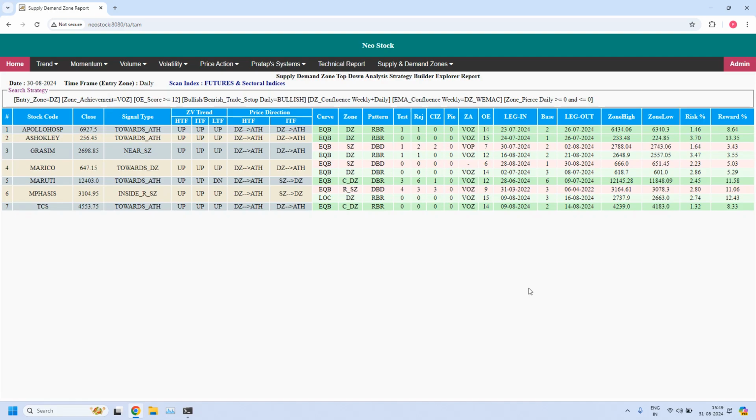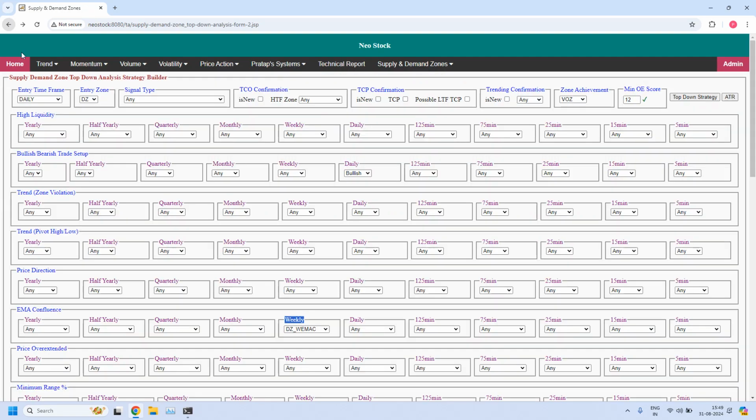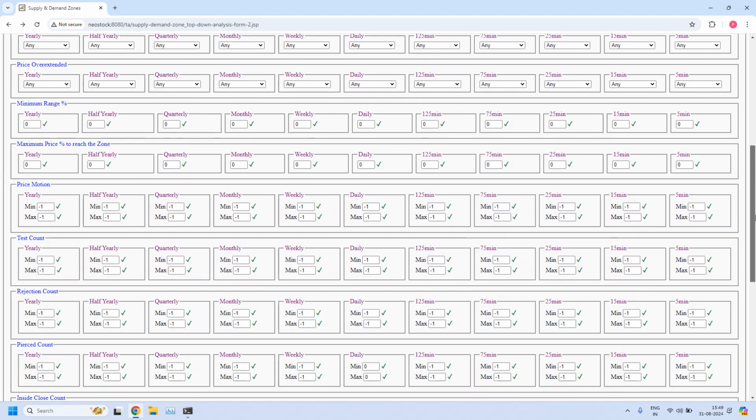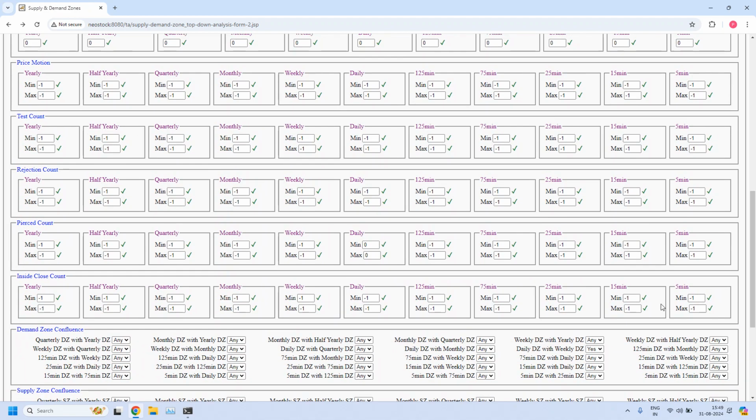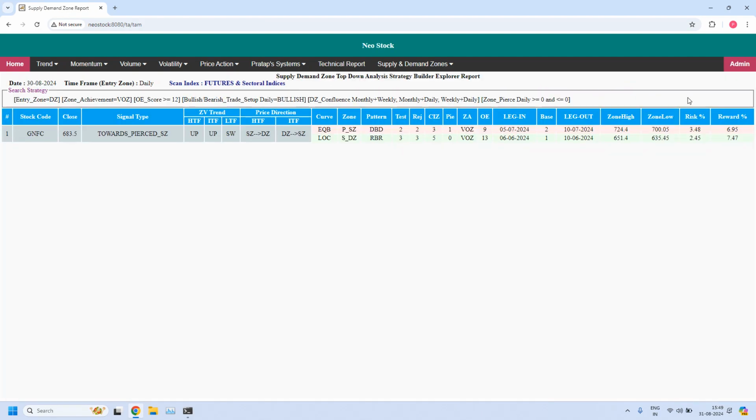Now let's verify LTF, ITF, HTF confluence. First we need to remove this EMA filter. I removed the filter. Now let's look into the demand zone confluence. Already one filter is enabled in the demand zone confluence. That is the daily demand zone with weekly demand zone. Next, the daily demand zone with monthly demand zone filter is also enabled. And the weekly demand zone with monthly demand zone filter is also enabled. That means LTF, ITF, HTF zone confluence. Let's filter. Only one stock is filtered.